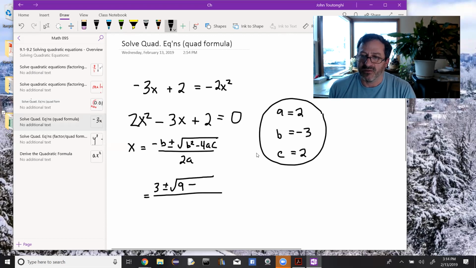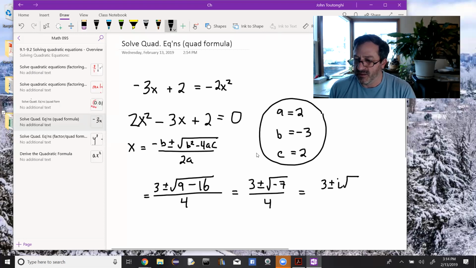Minus, and now I'm subtracting 4 times a times c. So 4 times 2 is 8, times 2 is 16. So 9 minus 16 there. And then the denominator is 2a, so 2 times 2 is 4. And again, so I can fit on the page, I'm going to come across. I don't usually do that, but I want to make this fit here. So 3 plus or minus the square root of negative 7, divided by 4. So I can reduce that square root by taking the i out. So that's going to be 3 plus or minus i times the square root of 7, all over 4.